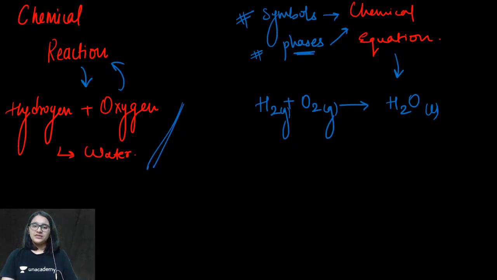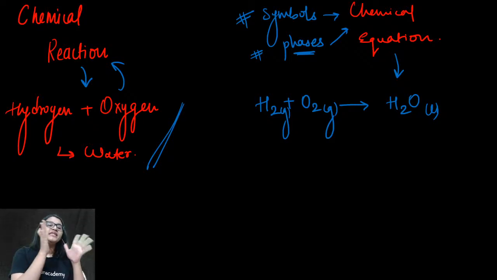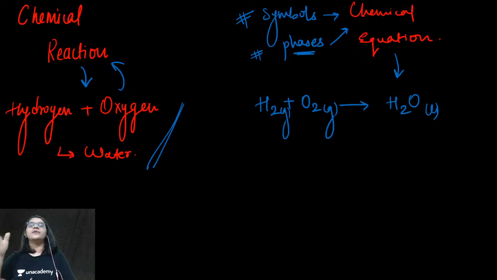So this is what happens. So this is the basis. This is the basis between chemical reaction and chemical equation. Clear? Now we will move on to the next part.